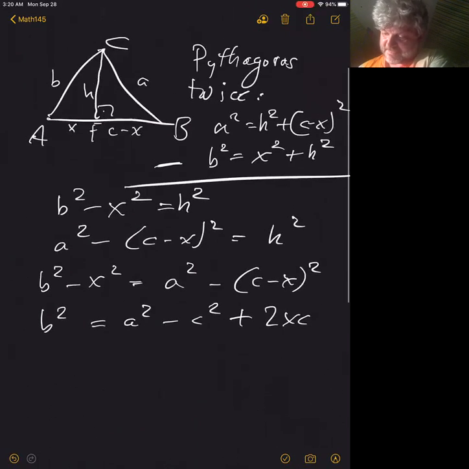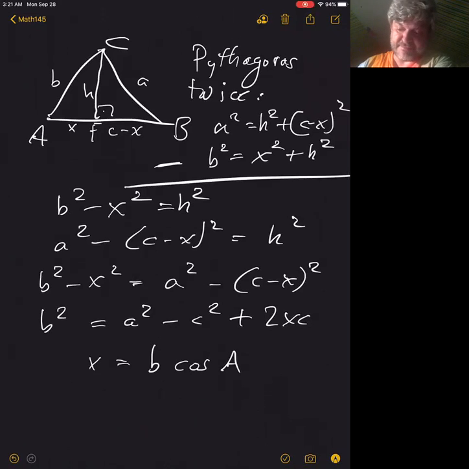Okay. Last thing, we want to express the x in terms of a, b, c and angles. And it turns out x is b times the cosine of the angle at A. Make sense? b is the hypotenuse. b times the cosine gives the near leg.